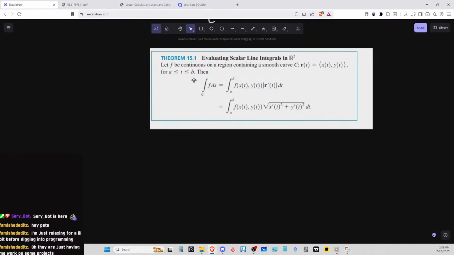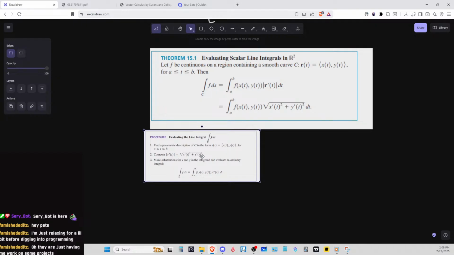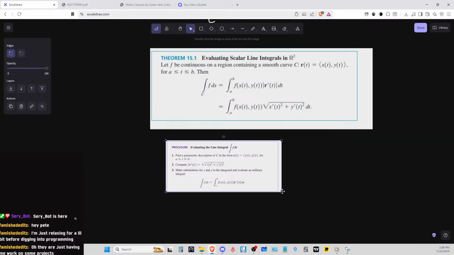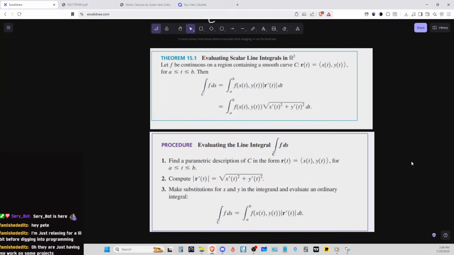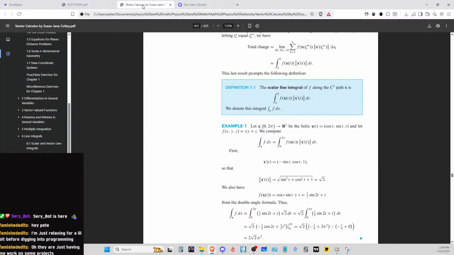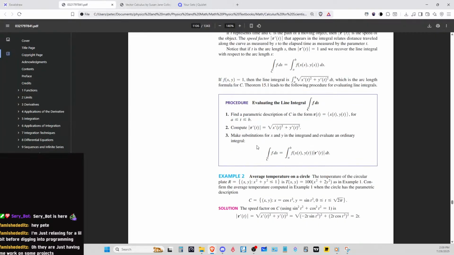Textbooks are not meant to be read, they're meant to be skimmed. I don't know if that's the right way to phrase it, but that's usually how I think of it. Let's see: find the parametric description of C, compute this, and then make the substitution for x and y in the integrand. Okay, sounds straightforward.